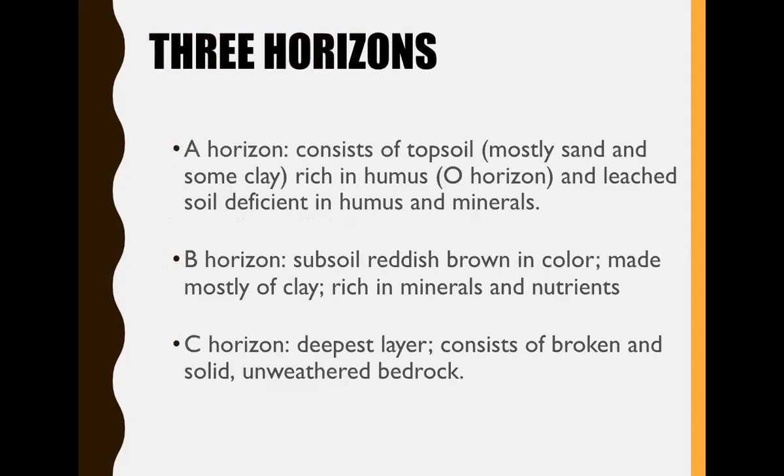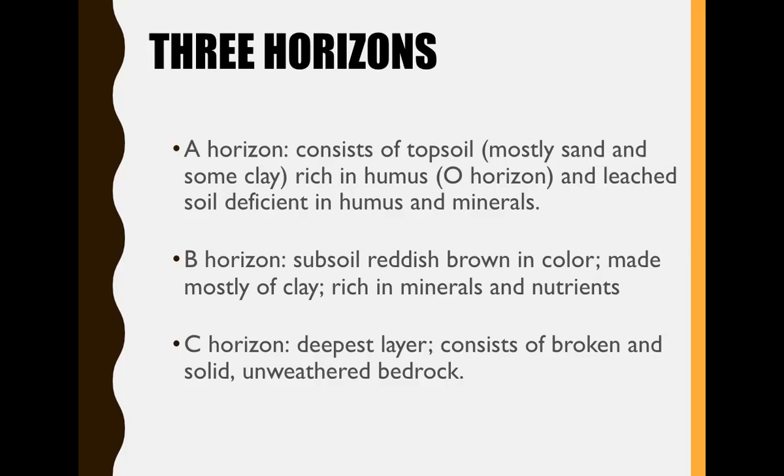So there are 3 horizons, okay? A, B, and C. So the A horizon consists of the topsoil. Okay, so this is typically mostly sand and some clay. So this is rich in humus, okay, which is the O horizon, and it is leached soil deficient in humus and minerals, okay? So consists of topsoil. That's the big piece we need to know.